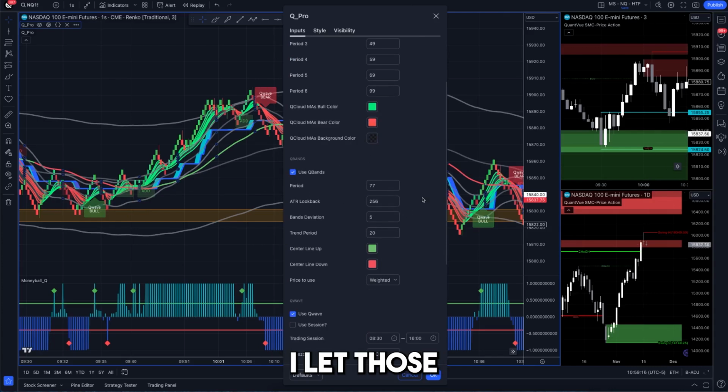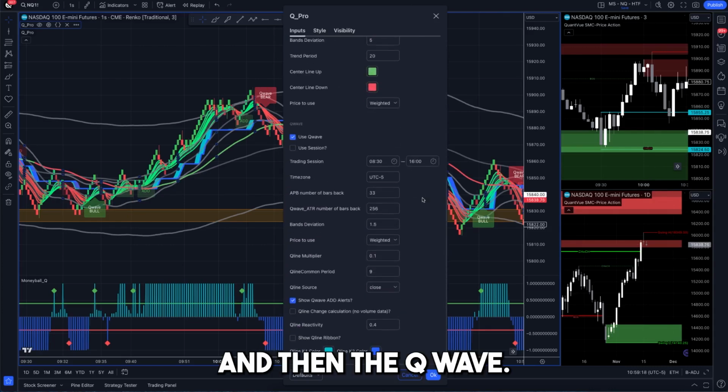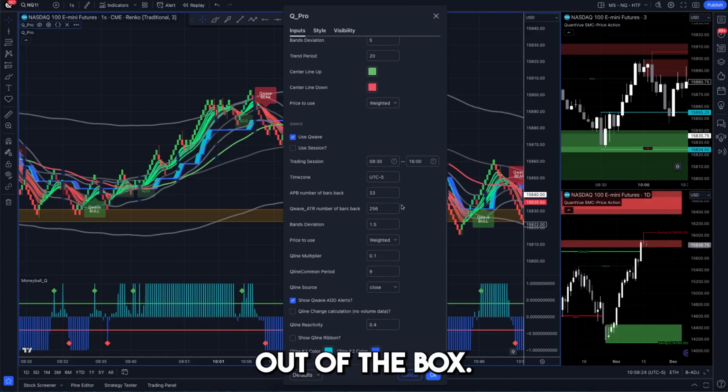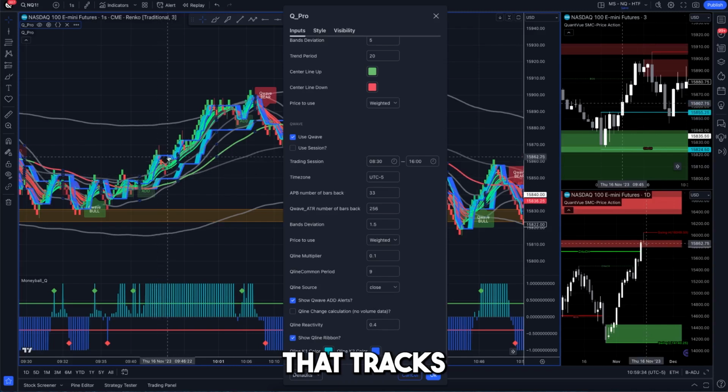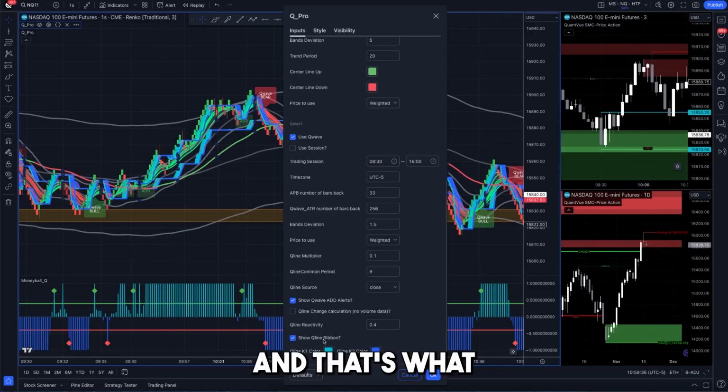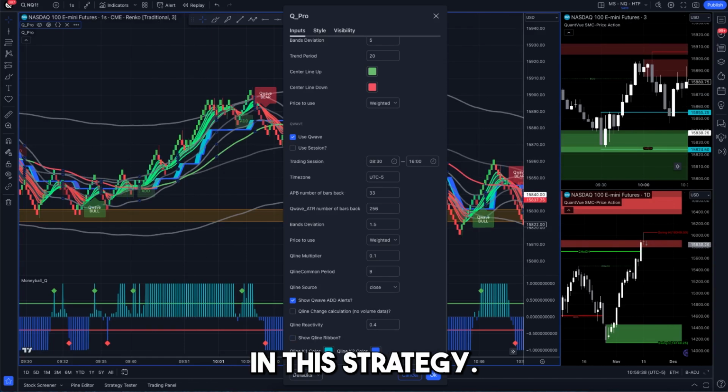I let those run the default settings, and then the Q wave, I also don't touch the Q wave settings down here. Out of the box, you'll have these exact same settings. What I do turn off is this Q line ribbon, because as you can see, it's going to put a ribbon that tracks price very tightly, and that's not what we're using in this strategy. So pause the video if you have to, copy these settings.